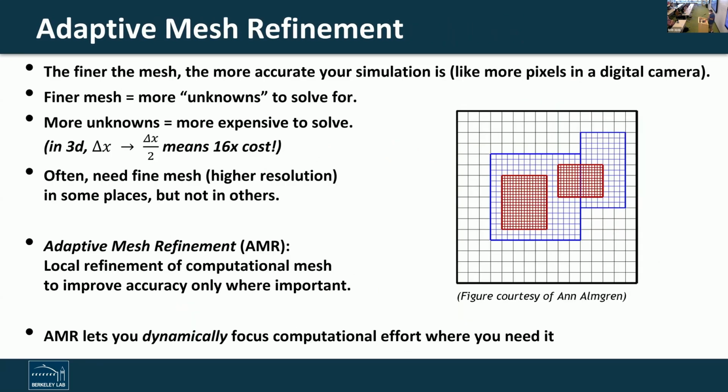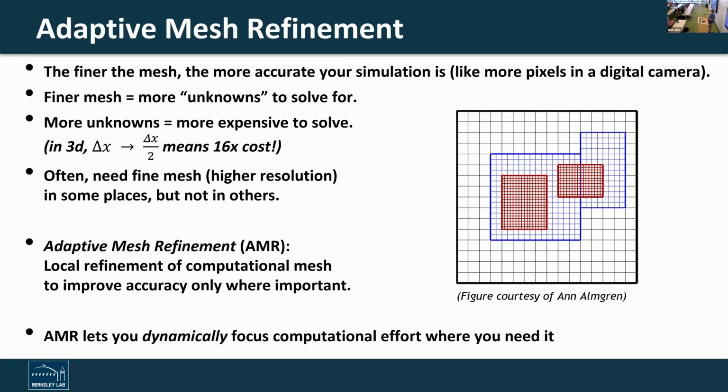The problem is that with a finer mesh, you have more things to solve for. And it goes up really fast. So in three dimensions, using half the cell spacing means that the cost is 16 times as much for the same solution. That's because 2 by 2 by 2 is 8, and then you actually wind up taking smaller time steps as well. And it's also the case that often you need a really fine resolution in some places, but not others.